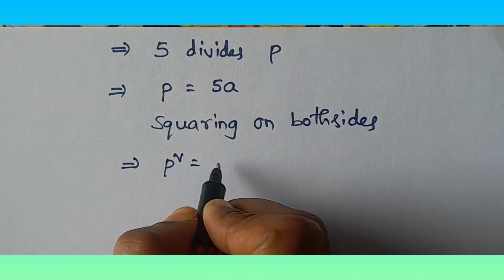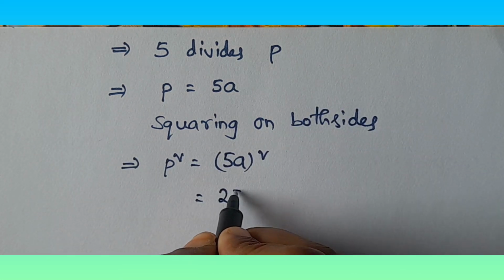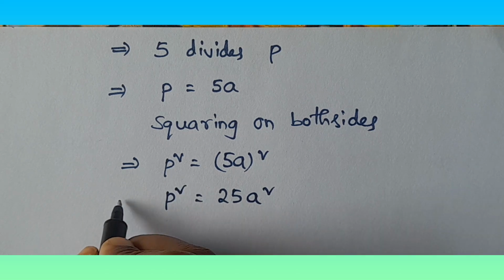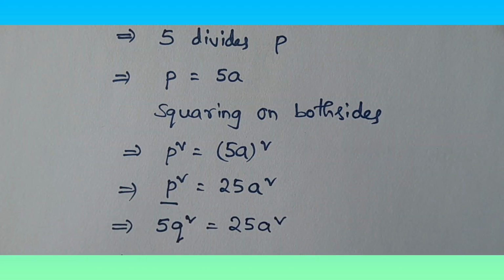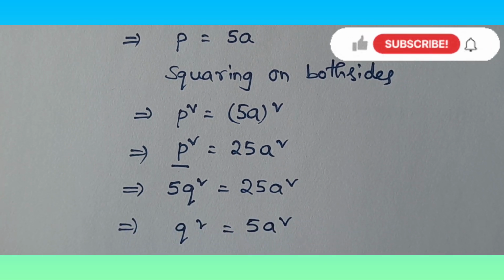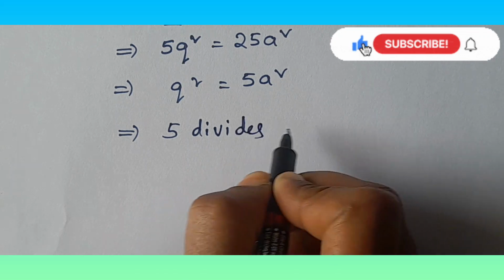Now squaring on both sides, we have p square is equal to 5a whole square, which is equal to 25a square. P square value is 5q square. 5q square is equal to 25a square. Now cancellation, 5 ones are 5, 5 fives are 25. Then we have q square is equal to 5a square.